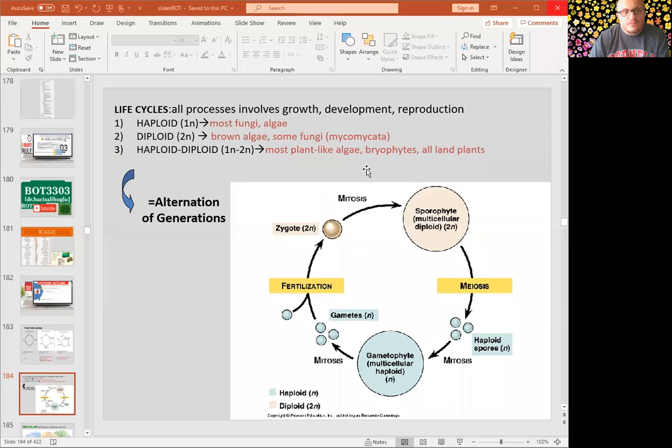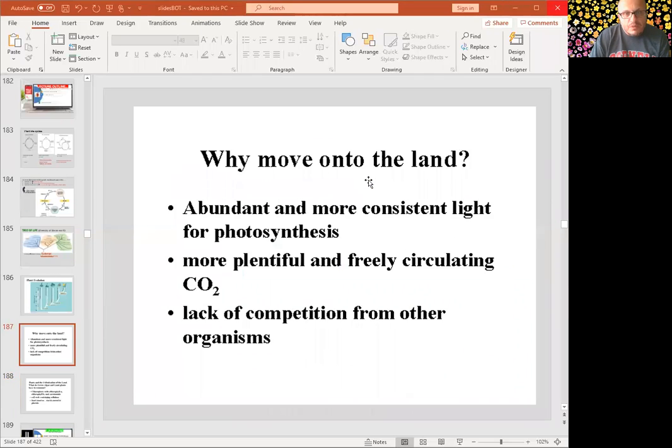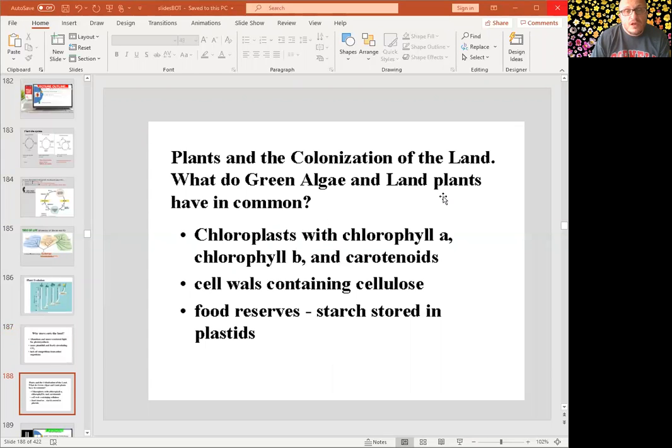Okay, so let's start with where the algae is. Actually, algae actually belong to another kingdom, which is Protista, but very closely related to plants. So that's why it's here. Plants moved to the land because there was abundant and more consistent light available for photosynthesis, more plentiful and free circulating CO2, and less competition on the land.